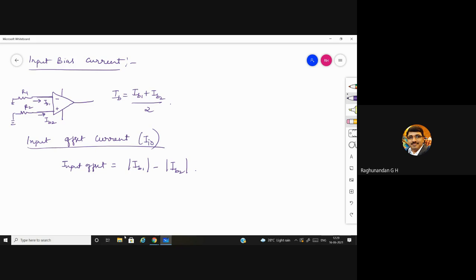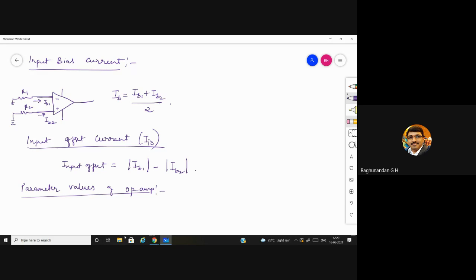So based on this input bias current and input offset current, there are some small simple examples of the problems they'll ask, so we'll do it later. And after that, we have parameter values of op amp. So we have to list out all the ideal values and practical values, whatever we have discussed.